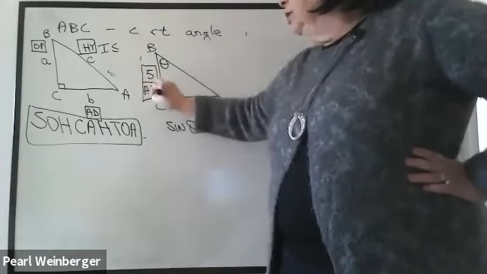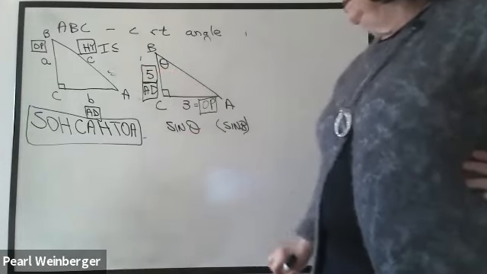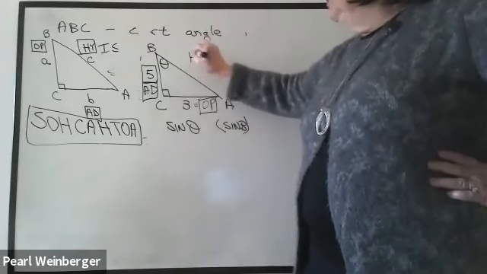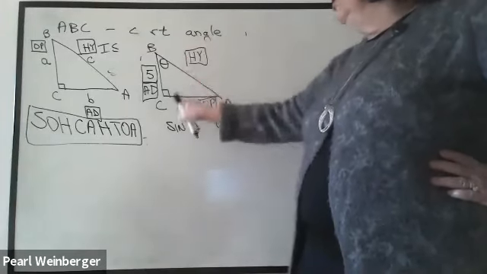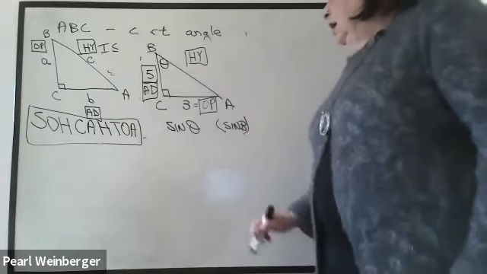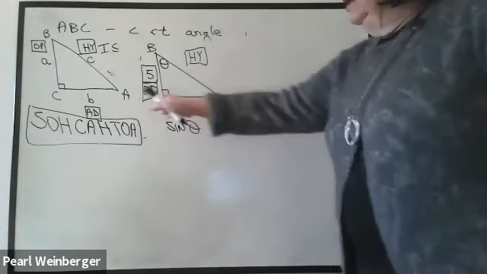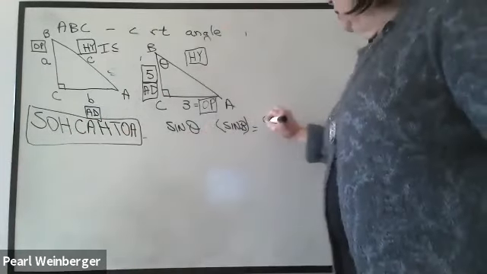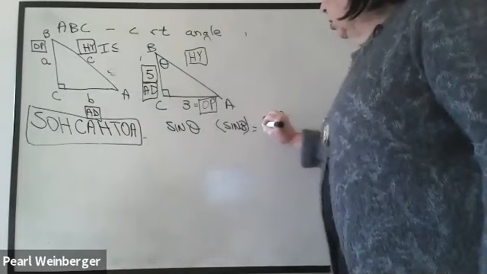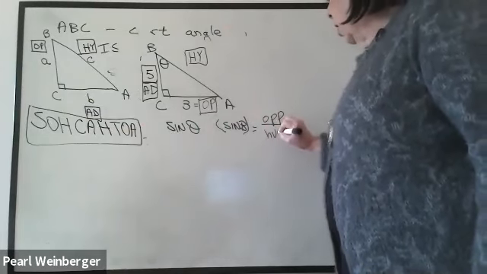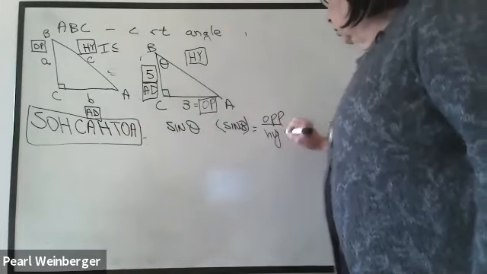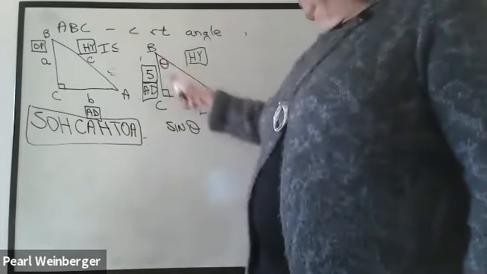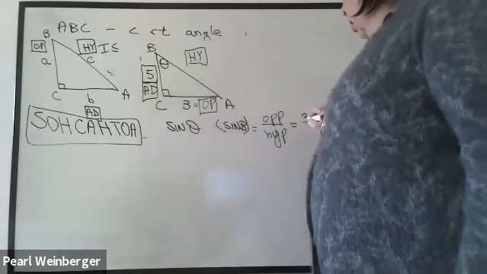I'm really supposed to put the box around the word adjacent. And here's my hypotenuse. The hypotenuse always stays the same. The hypotenuse is always across from the right angle. Now I know that the sine is opposite over hypotenuse. So it's going to be the opposite of theta, which is the 3, over the hypotenuse.